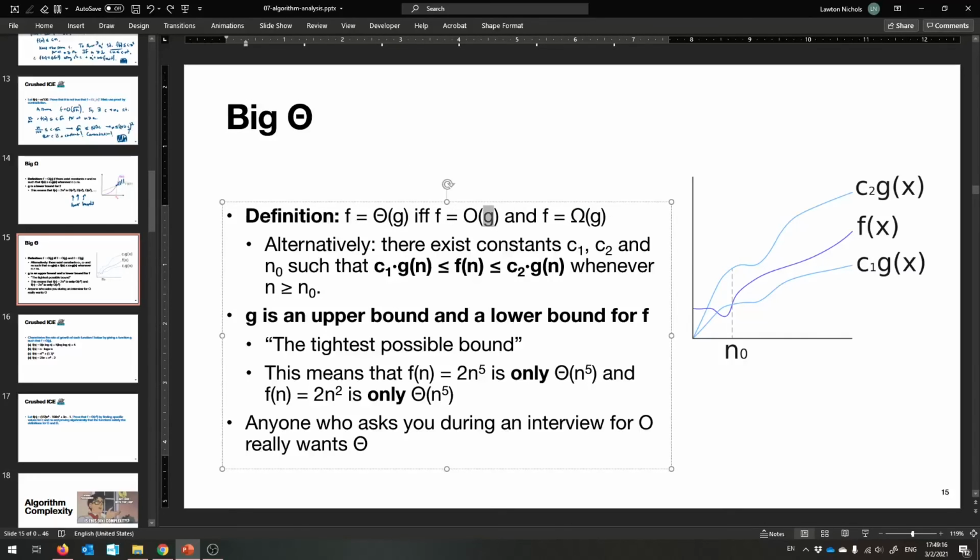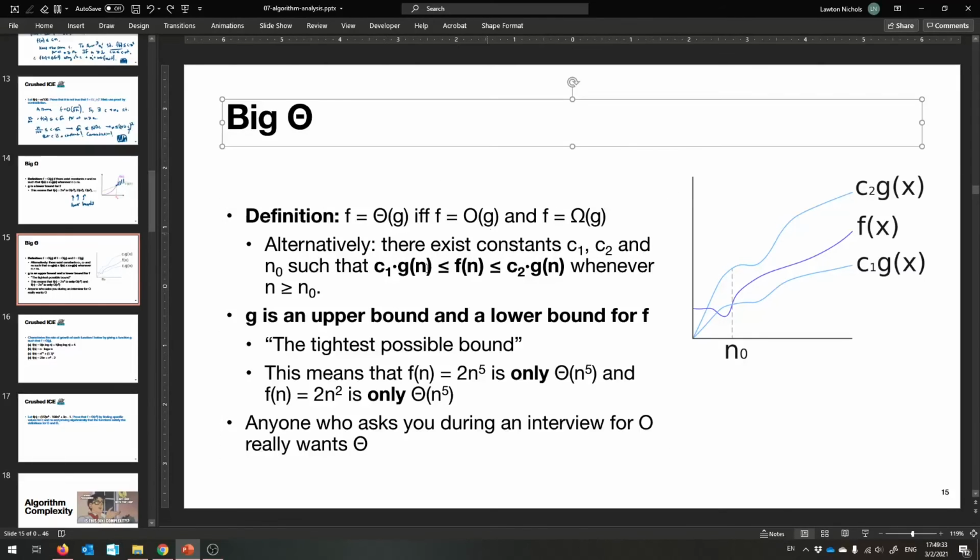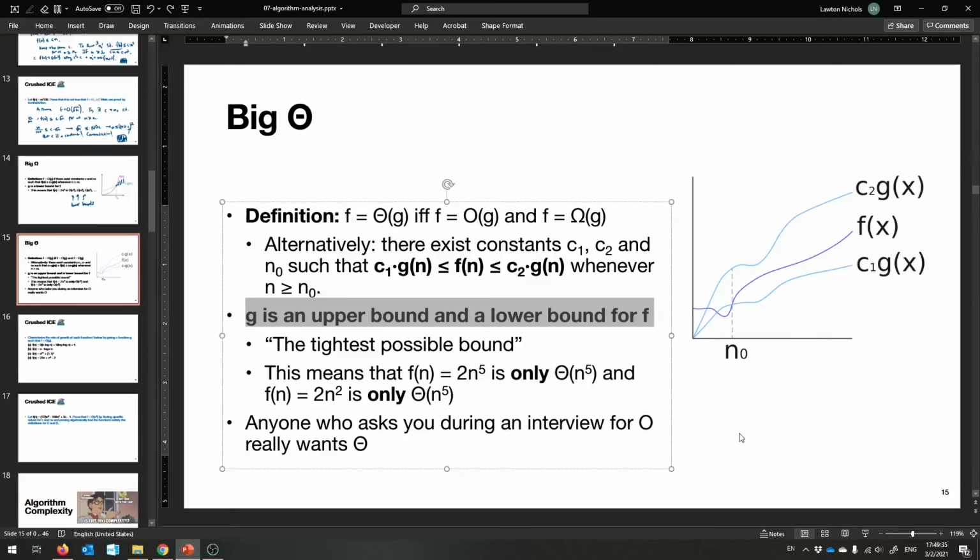The constants can change though. Alternatively, you can pick two different constants, c1 and c2, and another n naught, such that this is true. c1 times g is less than f, bounding f below, and c2 times g is bounding f above, whenever n is greater than n naught. So it's an upper bound and a lower bound, which means it's the tightest possible bound, we like to say.